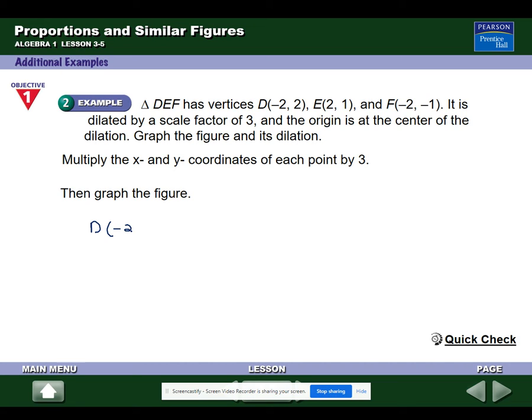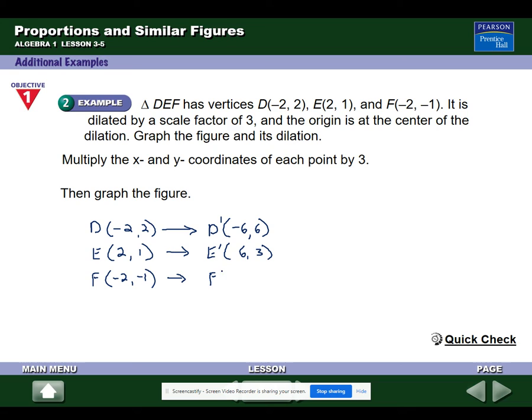And basically what you have here, and I'm going to show you some notation, is if you have D, which is -2, 2, it maps to something that we'll call D prime, little apostrophe kind of thing. They call that prime. And all you're going to do, if it's a scale factor 3, is multiply both numbers by 3. So this would be -6, 6. E being 2, 1 would map to an E prime that is multiplying by 3, 6, 3. And F being -2, -1 maps to F prime, which is -6, -3.